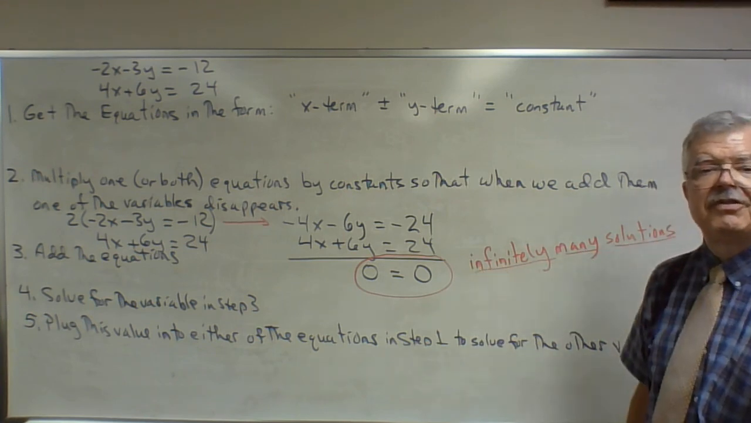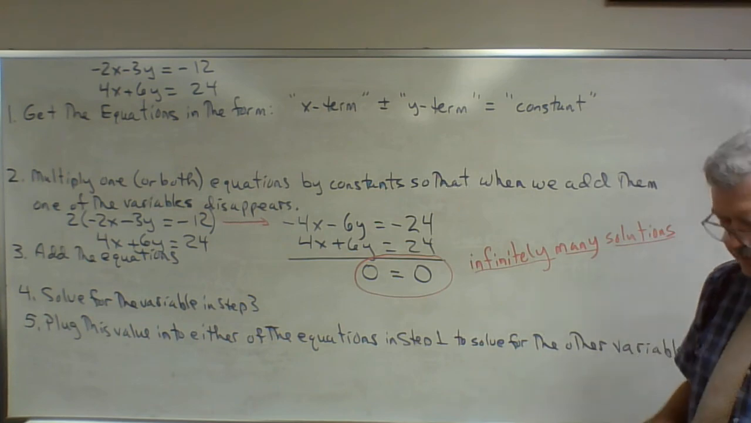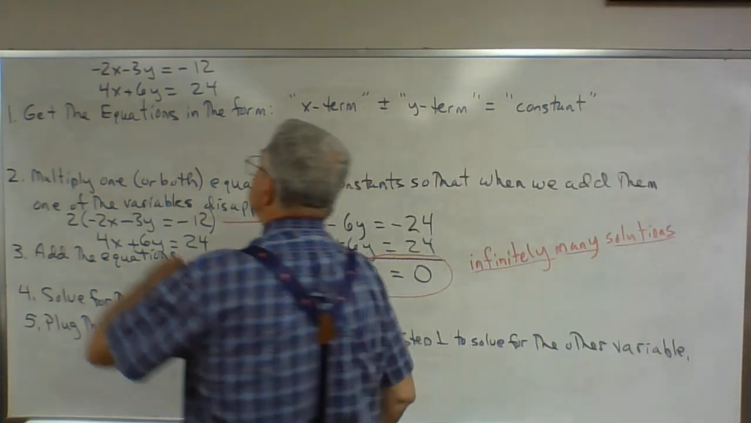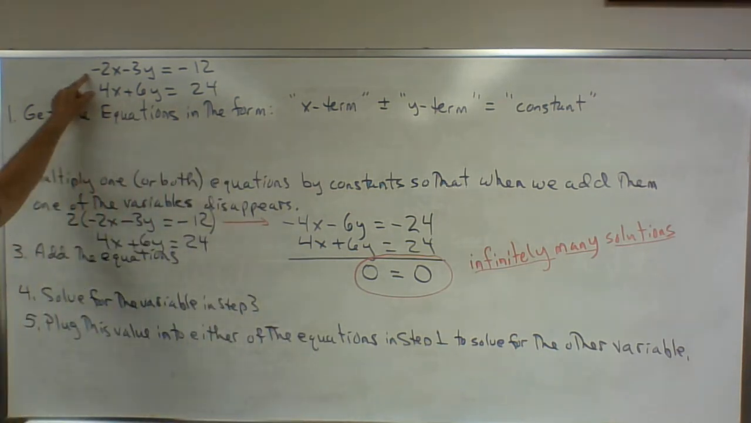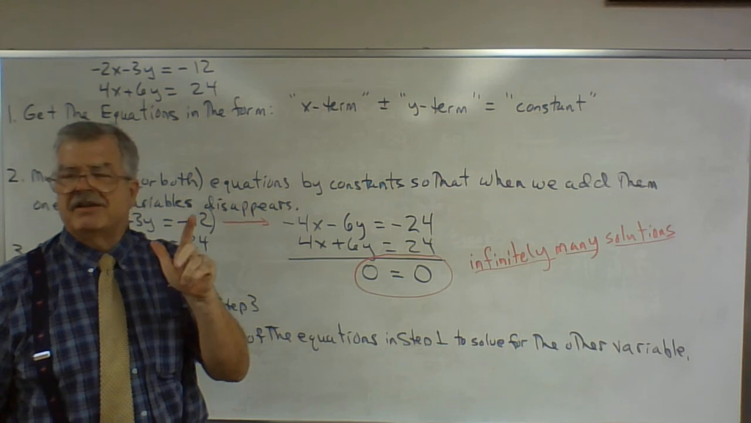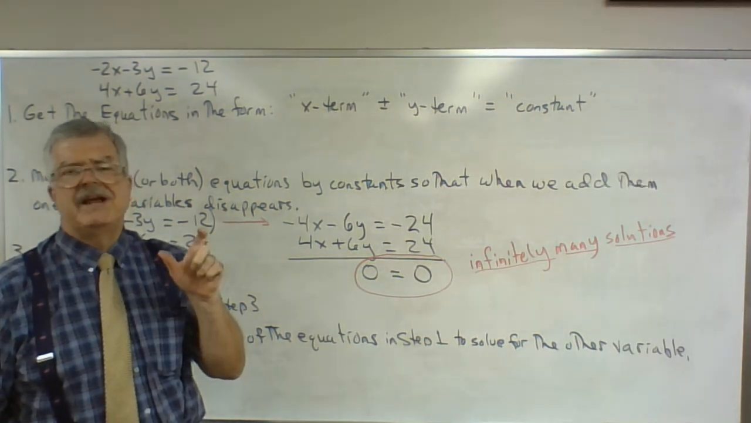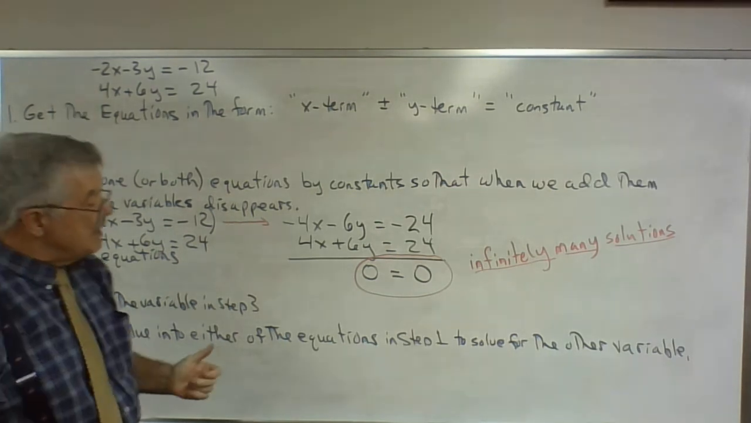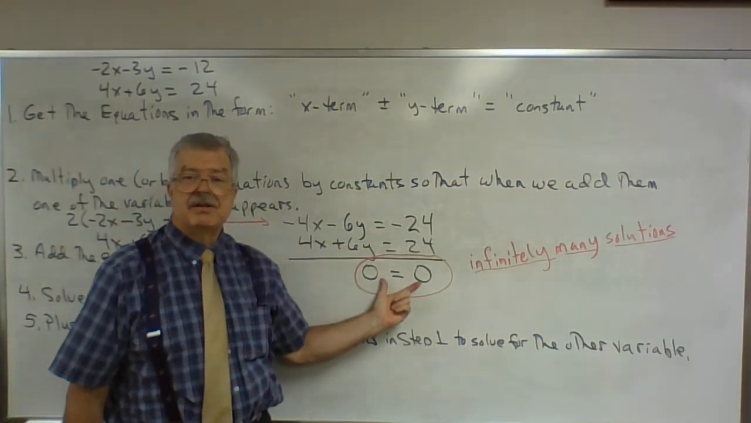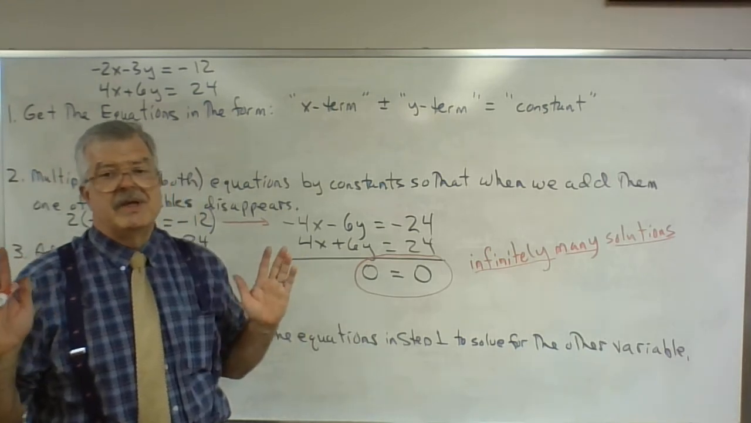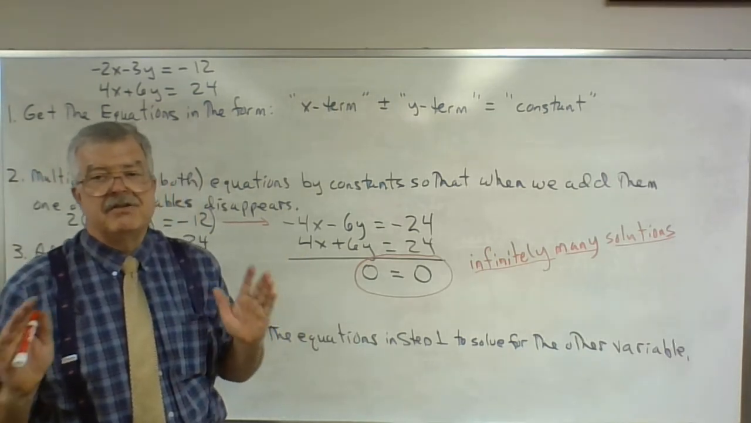what it means is there are infinitely many solutions. Most of the time when we have a system of 2 equations, we have one solution. One value of x and one value of y, one pair, x, y, that makes this system work. Here, when we see something like this, 0 equals 0, that tells us that we have infinitely many solutions.